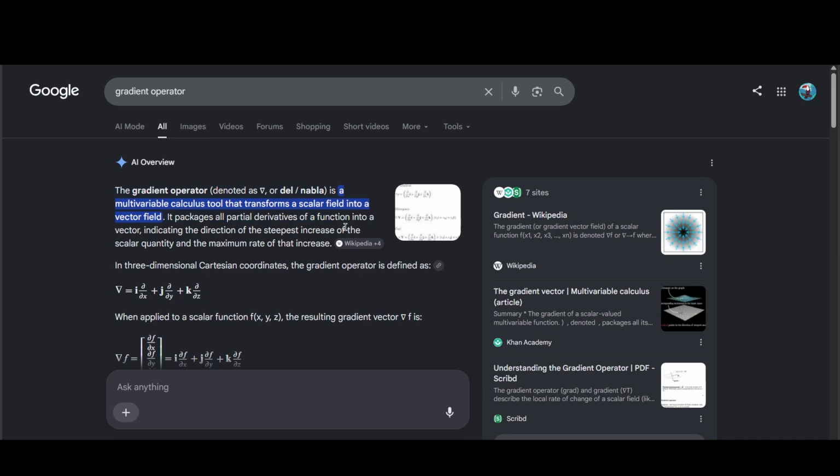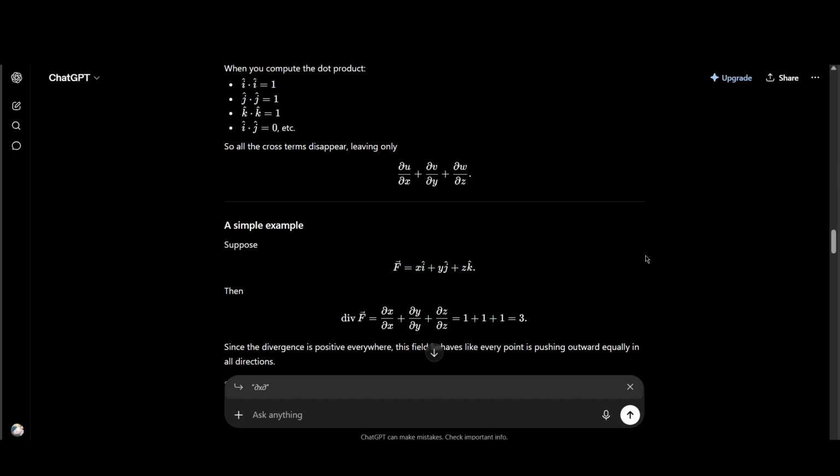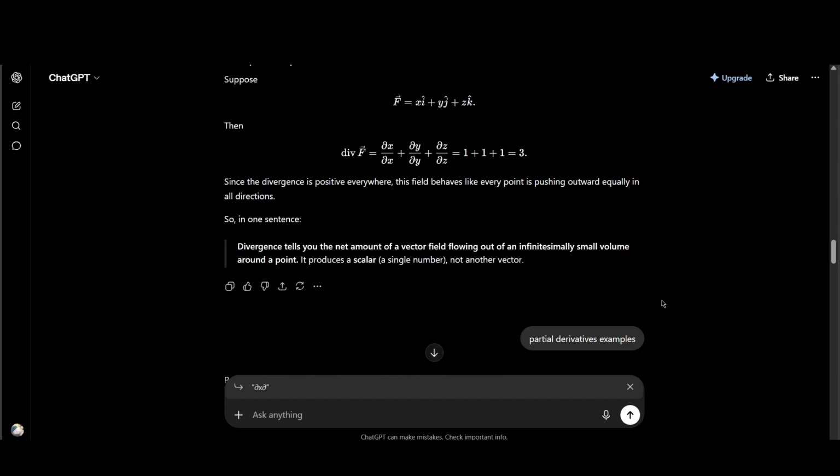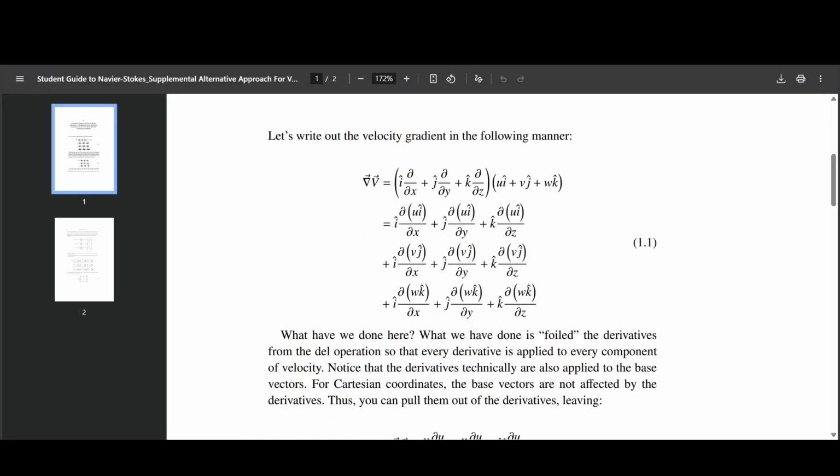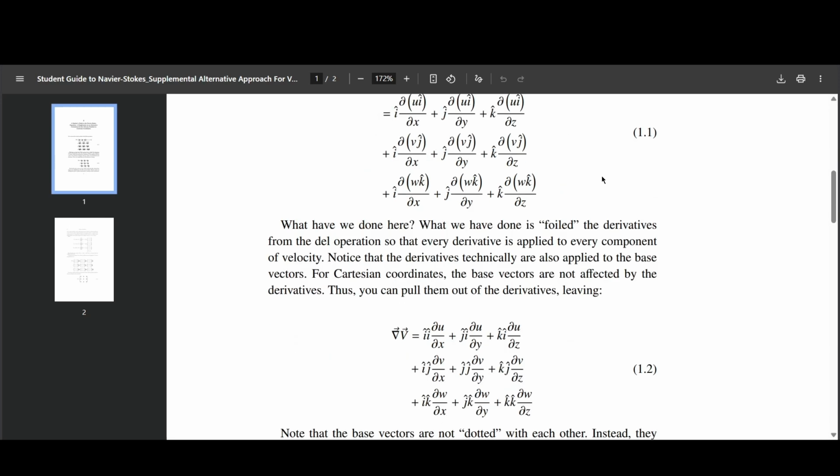Okay. So now we've carefully solved those partial derivative equations. Let's go back to gradient operators, okay? Let's try to solve one of these. Packages of partial derivatives of function into a vector, indicating the direction of the steepest increase of scalar quantity. The maximum rate of that increase.